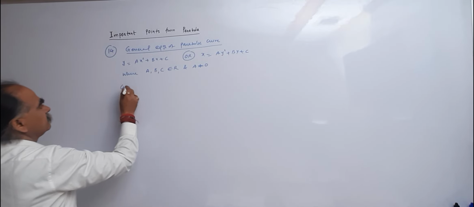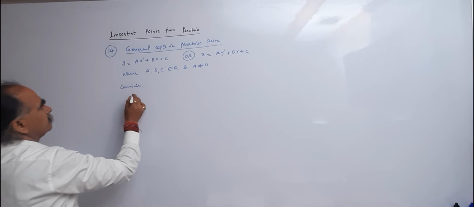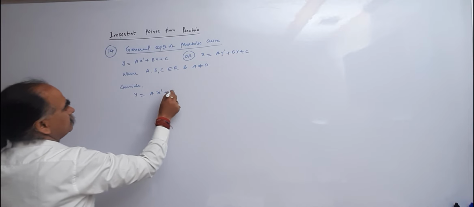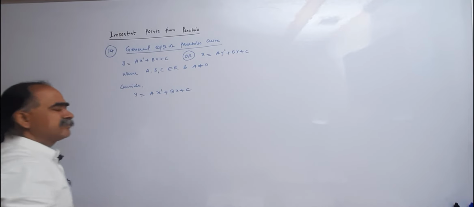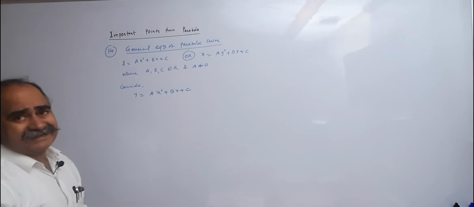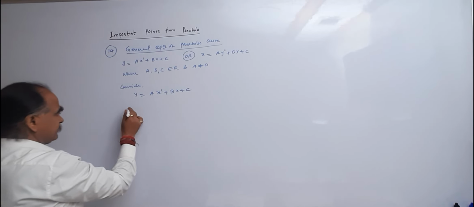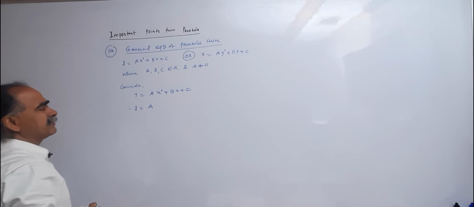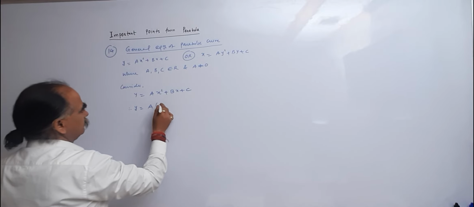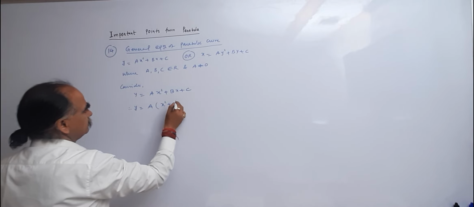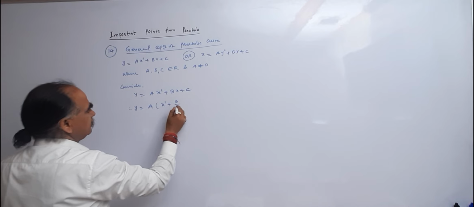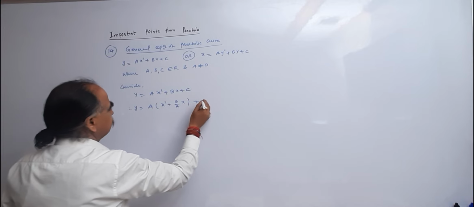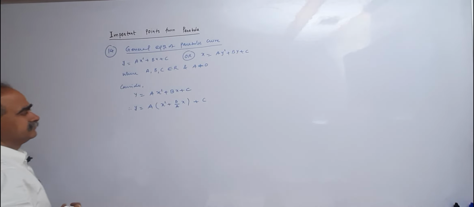Consider y is equal to ax square. What we have to do is make a perfect square in x. So for that, take the coefficient of x square common. So we'll get x square plus b by a x plus c, keep as it is.